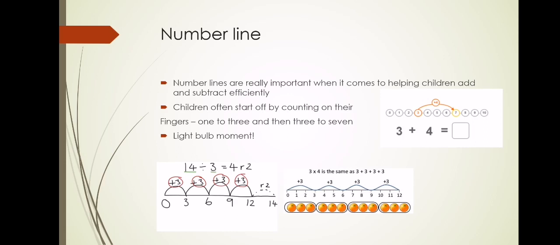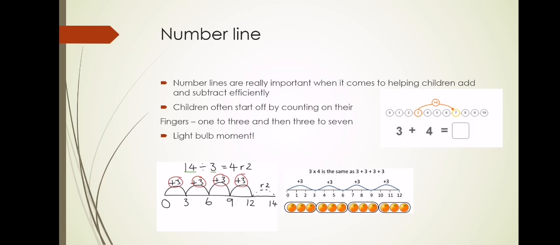Now, a step on from this is when children are using larger numbers. So for example, if it was 23 and 54, children will begin to realise that actually it's more efficient to start at 54 and count on 23 by partitioning the 23 into 10s and 1s.